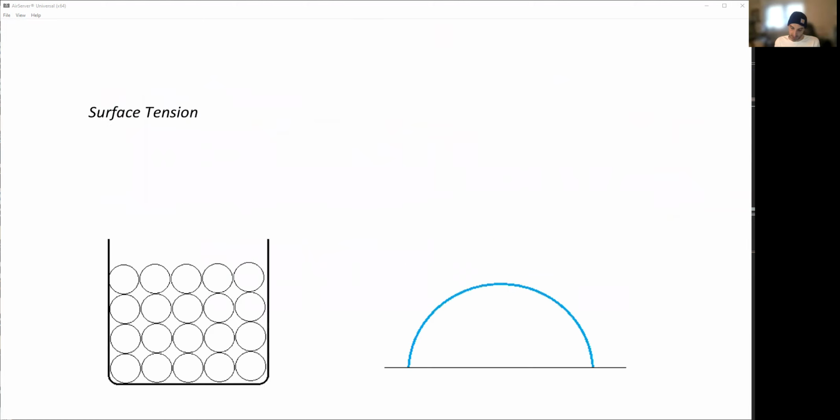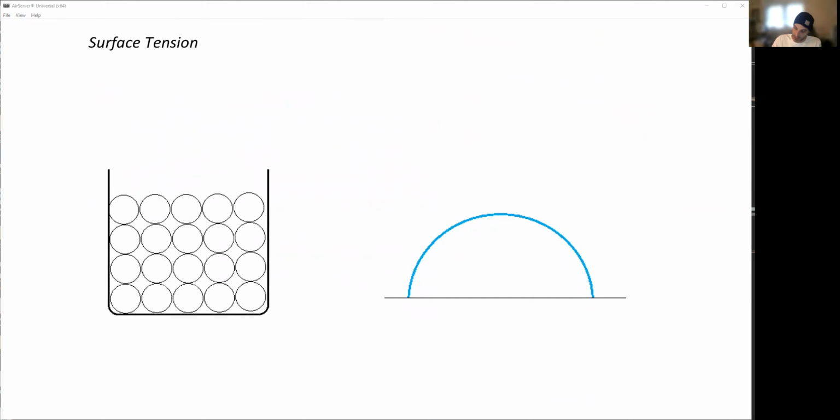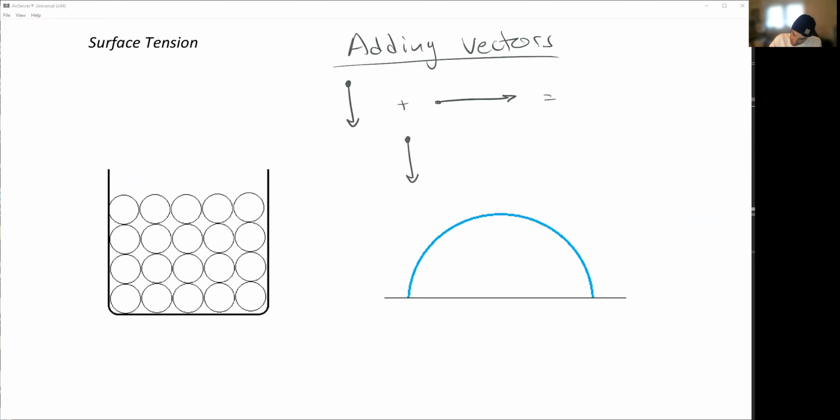All right, next up, let's take a look at surface tension. Before we look at surface tension, let's take a look at adding vectors. I think we've covered this before, but we'll do it again because it's worth it. So adding vectors. First of all, a vector is something with direction and magnitude. So if I have my little arrow down and then I add to it an arrow going to the right, the resulting vector is going to be what? Well, we do this thing called tail to tip. So actually I can just probably copy this, to make sure they're exactly the same.